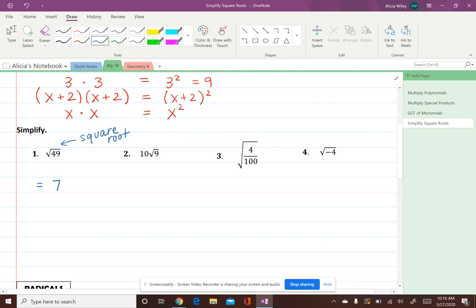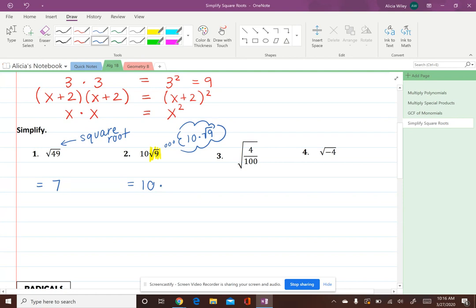Now on number 2, when you're doing number 2, here's my little thought bubble here, you kind of want to think about 10 times the square root of 9. The only thing that has the square root is this part right here. The 10 is just multiplied to it, sort of like a coefficient. So when you go to do this problem, you're going to leave the 10 where it is, and you're going to multiply it to whatever the square root of 9 is.